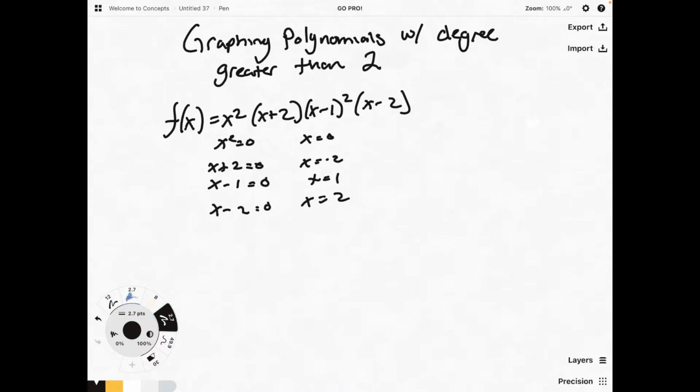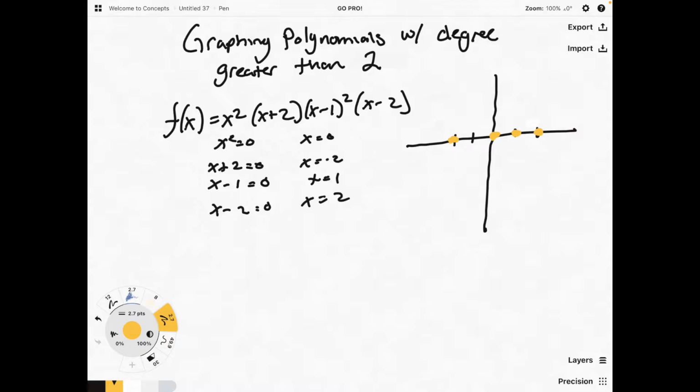Again, what this will tell us is where this crosses on our graph at the x-axis. So we know that it crosses at the origin. We know that it crosses at x equals negative 2. And we know it also crosses at x equals 1 and x equals 2. So these are the 4 points where it's going to cross the x-axis, and we know this because the problem has been factored, and then we've just set each of these factors equal to 0 to figure out what the x-intercepts are.